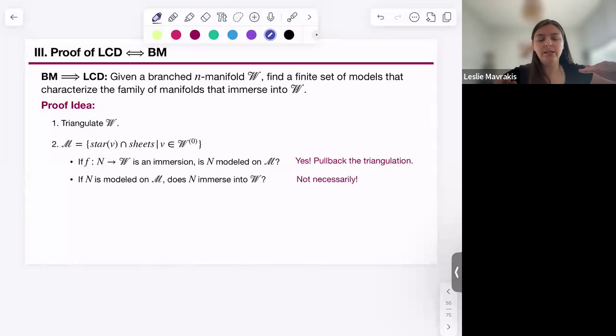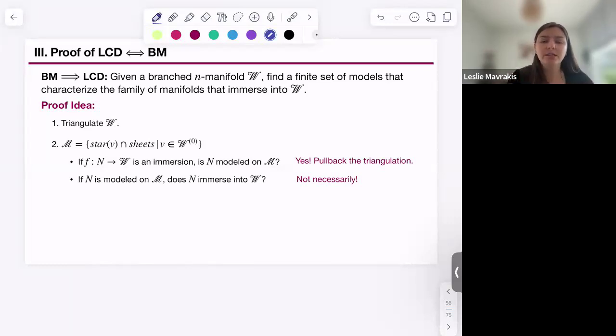And the issue is you can build more things in your model out of these models that don't actually immerse into the branched manifold. That's because you actually want more information. You want to know what's next to the model. Where can your immersion go next? The model itself is not enough data.